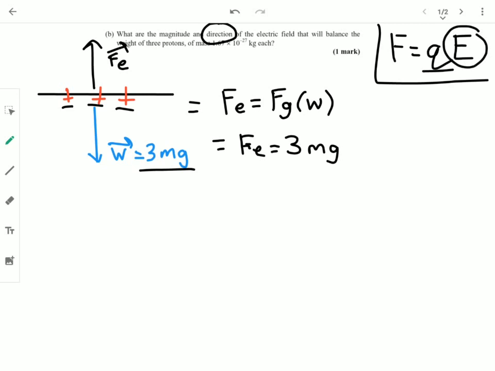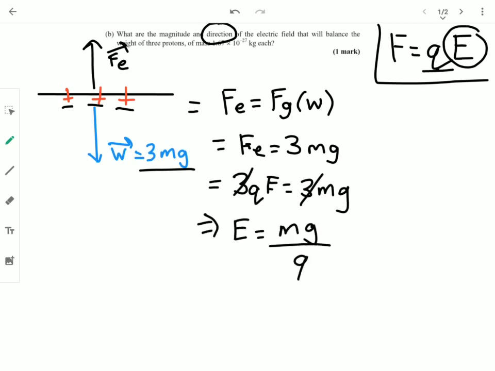Well, we don't have one charge, we have 3 charges. So what we have to do is 3QE equals 3 mg. Well, we do the obvious thing and cancel, and we should get that E equals mg over Q. Now, one thing we should always keep in mind is, what do we use for g? In questions where g is not given, always use g equals 9.8 meters per second squared. And what is Q? Q is the charge of a proton. This is another constant. It is plus 1.6 times 10 to the power of minus 19 coulombs.